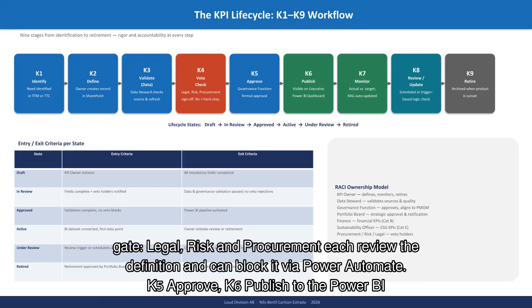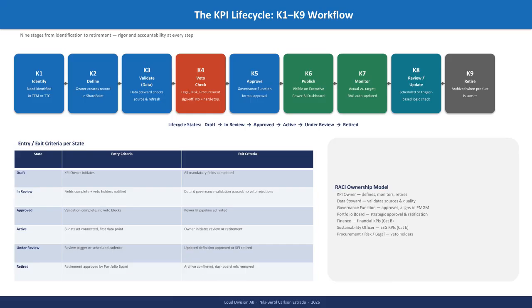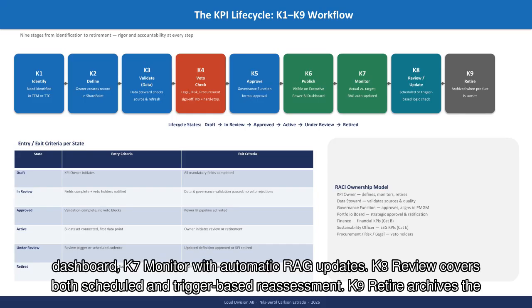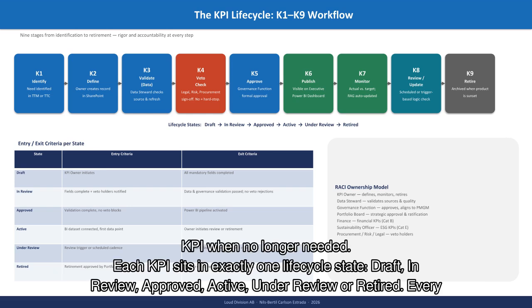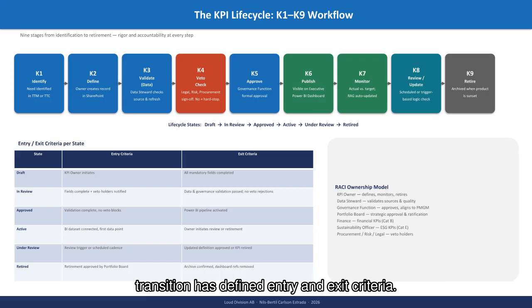K4 is the functional veto gate. Legal, risk, and procurement each review the definition and can block it via Power Automate. K5 Approve. K6 Publish to the Power BI dashboard. K7 Monitor with automatic RAG updates. K8 Review covers both scheduled and trigger-based reassessment. K9 Retire archives the KPI when no longer needed. Each KPI sits in exactly one lifecycle state: draft, in review, approved, active, under review, or retired. Every transition has defined entry and exit criteria.